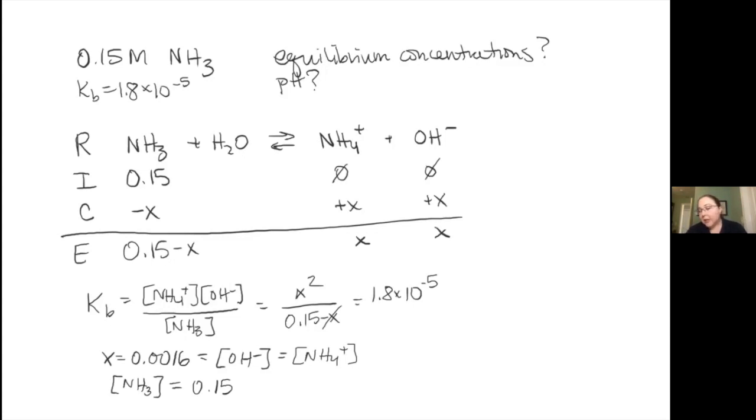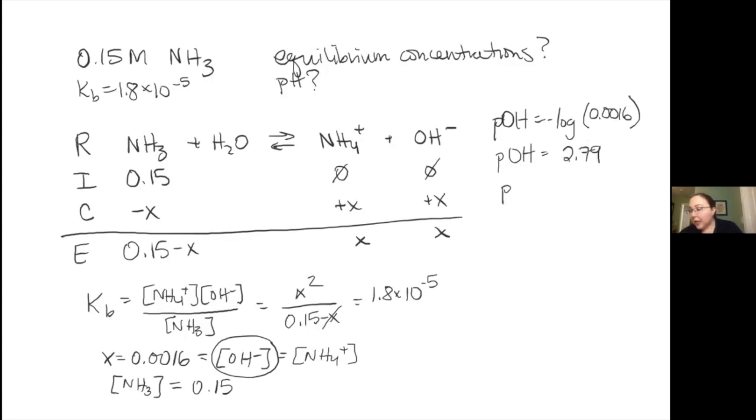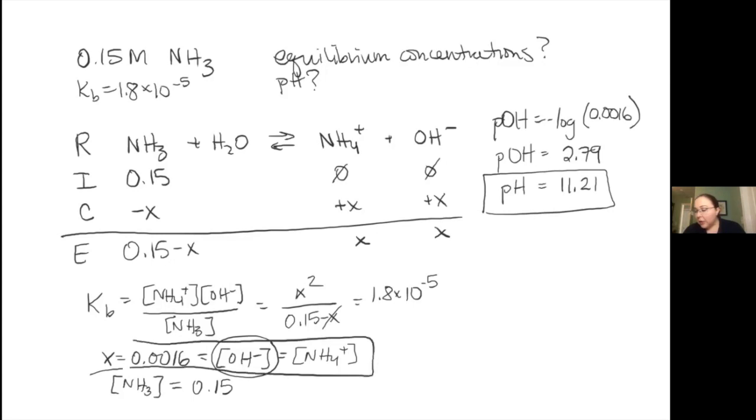So now we've got all of our equilibrium concentrations, but we have to find the pH. That's the last thing. We have the OH minus concentration, so we can get the pOH, the negative log of 0.0016. So our pOH is going to be 2.79, and our pH will be 14 minus that, which is 11.21. So we've got our pH, we have our equilibrium concentrations here and here, and we've solved our problem.